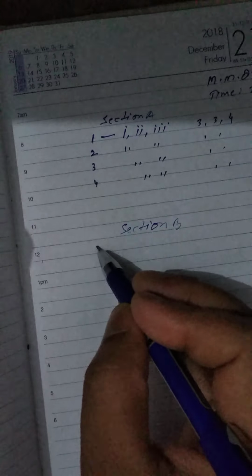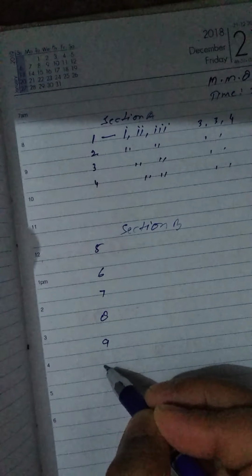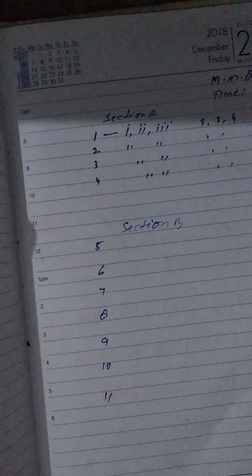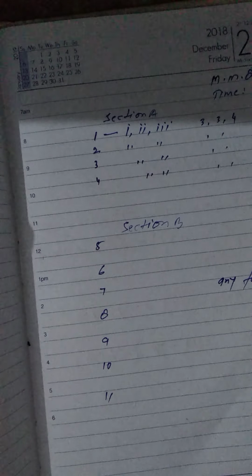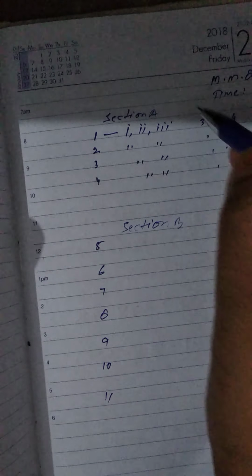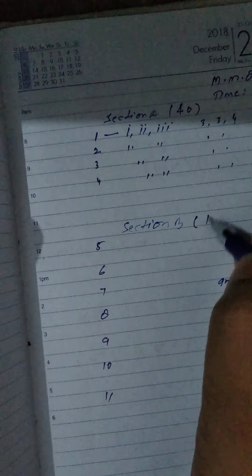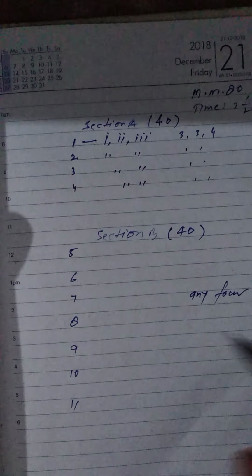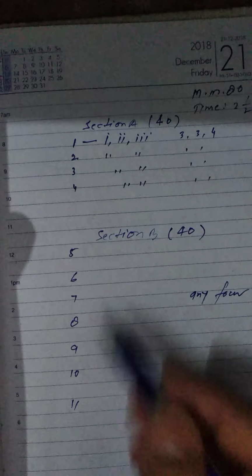But in section B we have question number 5, question number 6, question number 7, question number 8, 9, 10 and 11. But out of these 11 questions we have to solve any 4 questions. The first section will be of 40 marks, the second section will also be of 40 marks. But what is the difference? The difference is that here you have to choose any 4 questions out of 11 questions.